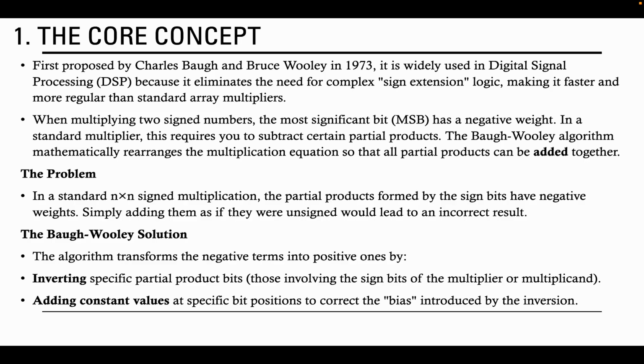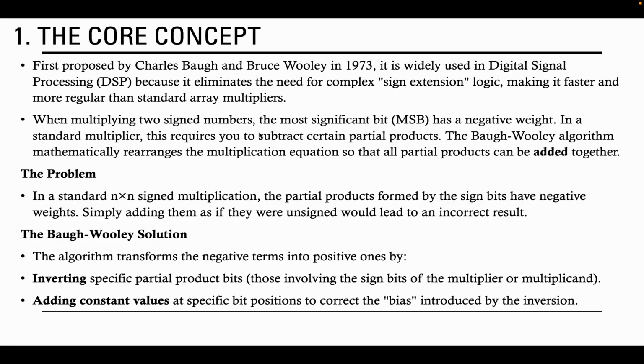In the previous lecture, whatever we discussed was unsigned multipliers. That means it did not have any negative numbers. In this Baugh multiplier, it's all about signed multiplication. This was first proposed by Charles Baugh and Bruce Wooley in 1973. It is widely used in digital signal processing because it eliminates the need for complex sign extension logic, making it faster and more regular than standard array multipliers.